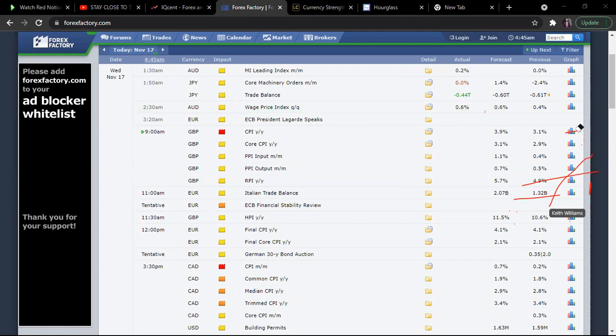I always tell people that a silver folder simply means bank holiday. So what does that mean? Remember, guys, the market movers are the banks.